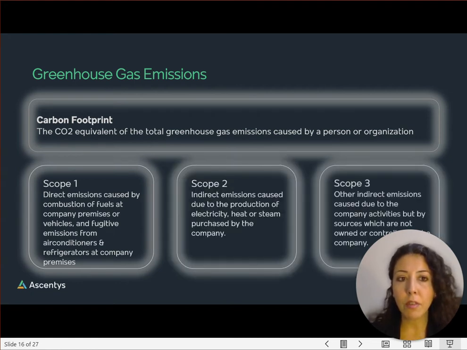The direct emissions are called Scope 1, which are caused by the fuel combustion or leaks of refrigerator and air conditioner gas from the machines or plants that are fully owned and controlled by the company. Indirect emissions are called Scope 2 and Scope 3.